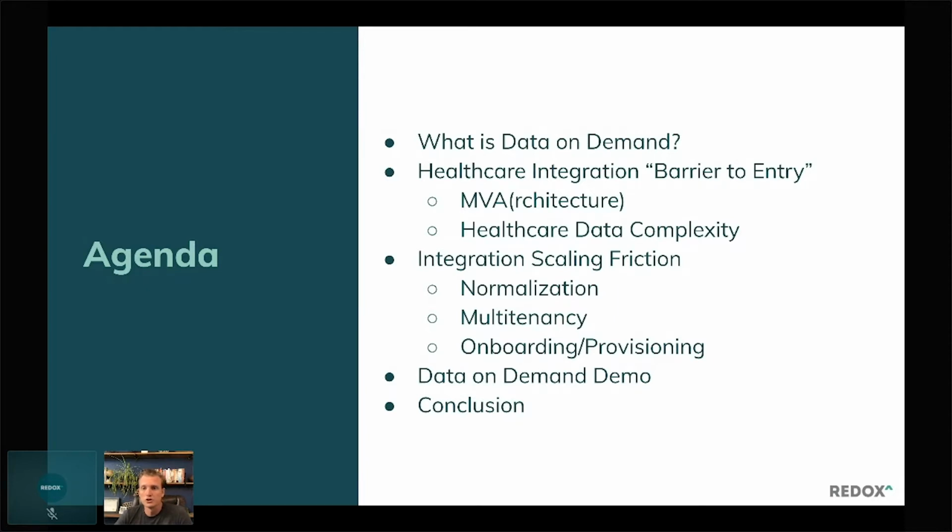After that, we'll jump into what it takes to scale those solutions. So I'm sure it's everyone's dream who's developing healthcare software to scale their product to tens, hundreds, thousands of health systems. And we're going to talk about some of the friction around scaling the integration to that level. And then I'm hoping to do a live demo of our Data on Demand offering and how essentially the outcomes of some of the problems we've solved in this space. And then we'll just round up with a summary of what I talked about and take questions at the end.